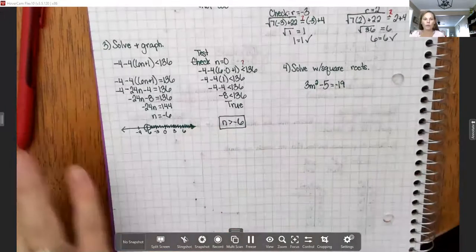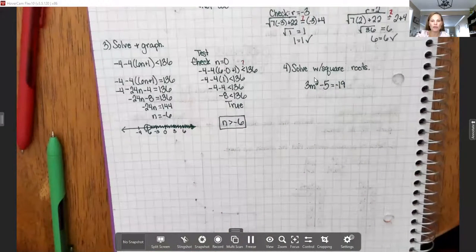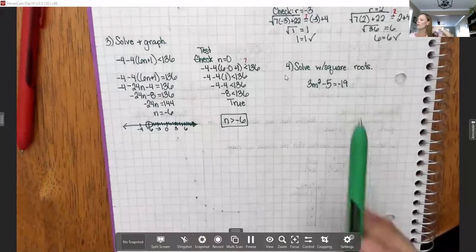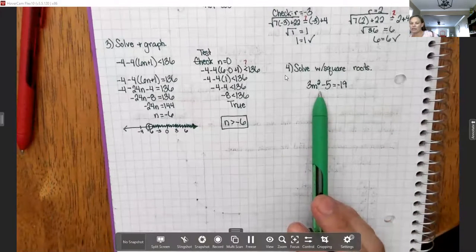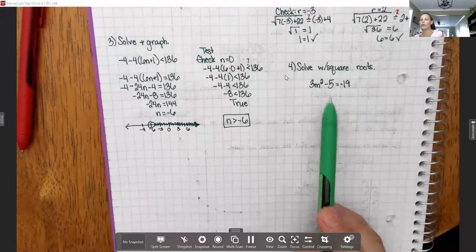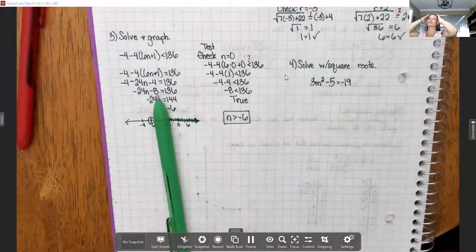Okay. So number 4 is solve by taking square roots. This is a quadratic. We could use the quadratic formula if we wanted to. The directions say to do it otherwise. Anytime your middle term is missing, if your b value is 0, you can do it by taking square roots if you want.